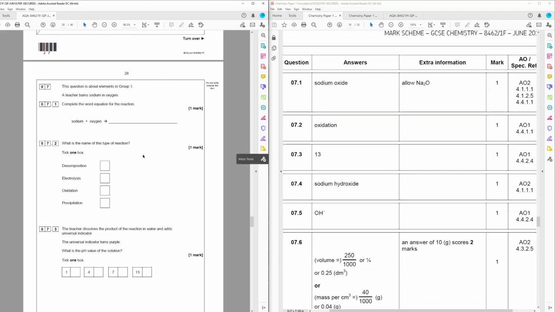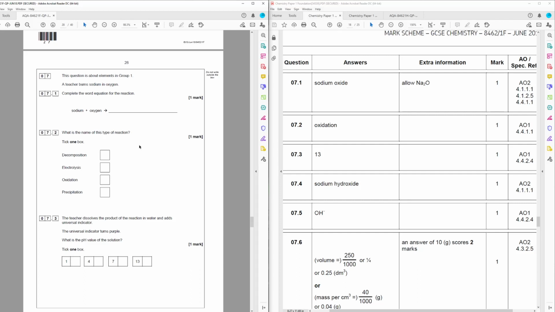There we go. So complete the word equation. It is a word equation, so sodium and oxygen would make the word sodium oxide. You are allowed to write the symbols for it in word equations, even though it asks for a word equation, but you have to get it right. So in this case, you have to know it's Na2O rather than just NaO. So when it asks for a word equation, do just write the words. What type of reaction is it? Well, it's adding oxygen, so it's oxidation. Hopefully you see the sense there.